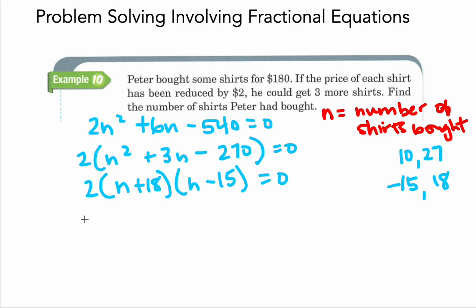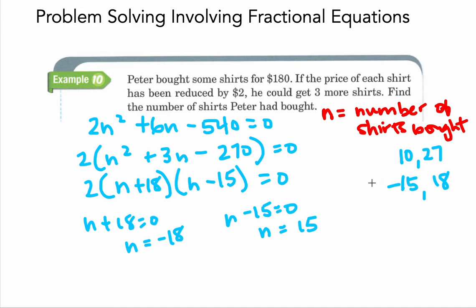Set that equal to 0. I need to then set each of my binomials equal to 0. And then the answers are going to be the opposite signs, right? Because negative 18 plus 18 will get me to 0. And then positive 15 minus 15 will get me to 0. So I end up with negative 18 or 15 as my answer. And we're talking about the number of shirts that Peter had bought. Can't be negative, so we're not going to look at that answer. It's going to be 15 shirts.